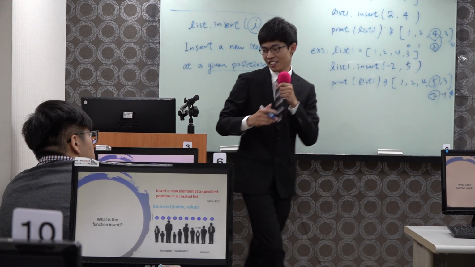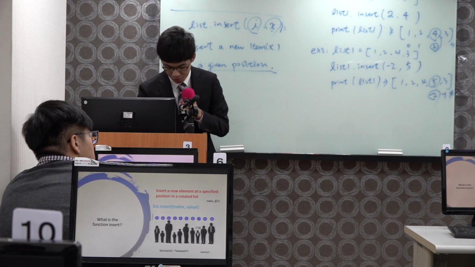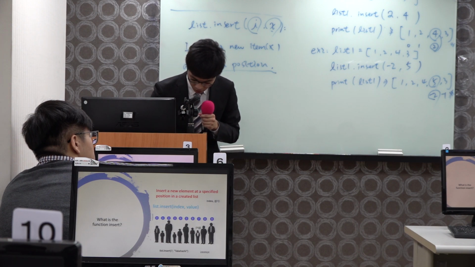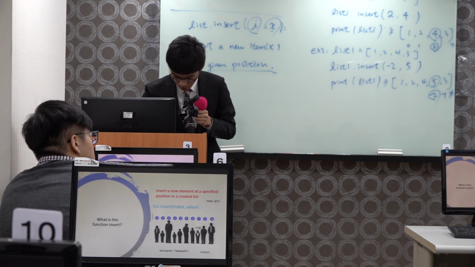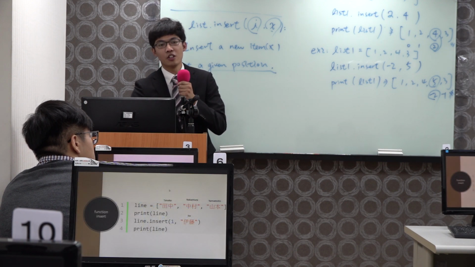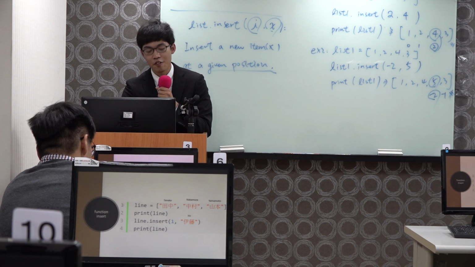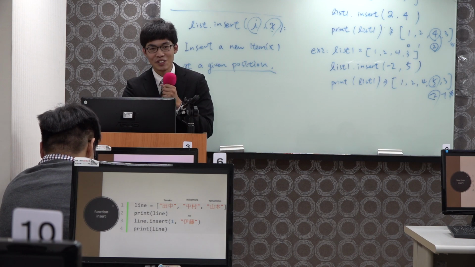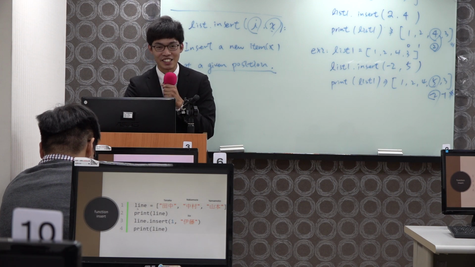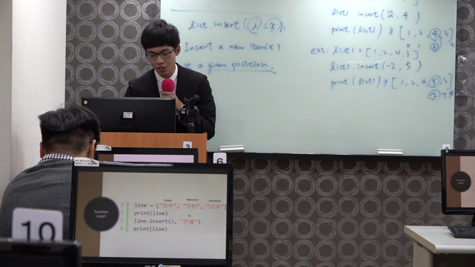Okay, now let's take a look at the slide. There are two questions. Question 1: list9 equals Tanaka-san, Nakamura-san, Yamamoto-san. If I print it, what would it be? I know we did this before, but I want to try it again. And question 2: if I want to insert a new item, Ito-san, at the index 1, and print it, what would it be? I'll give you a few seconds to think about it.